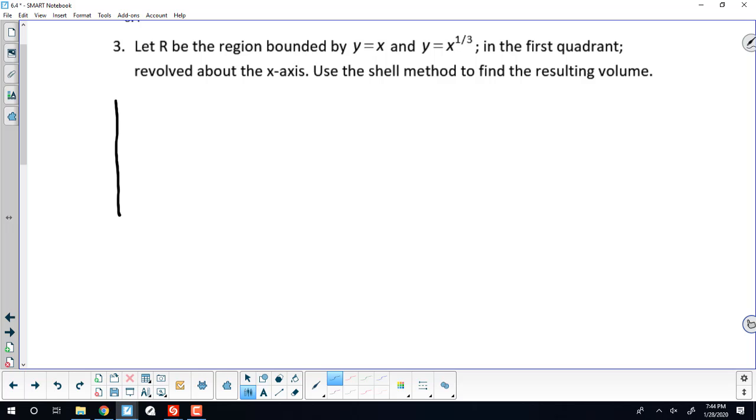So we have the region bound by y equals x and x to the 1/3 in the first quadrant. Does anyone remember what x to the 1/3 looks like? Yeah. If you remember what x cubed looks like, it's like a sideways x cubed. So it's like this. x to the 1/3 looks like this. Kind of looks like that. So we'll do this.